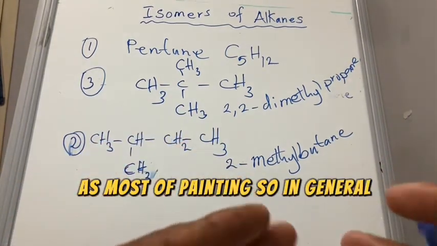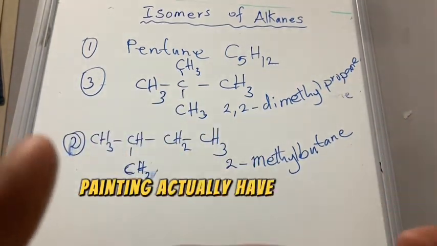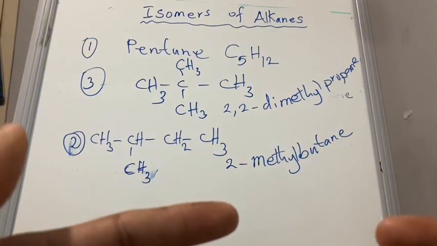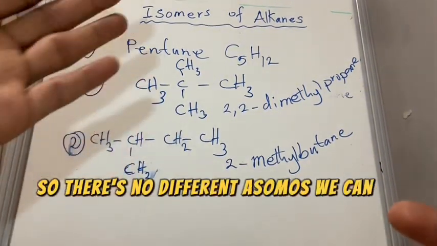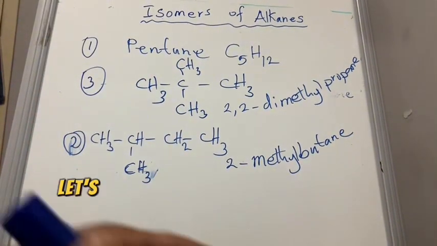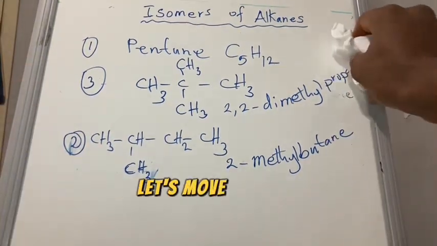So in general, pentane actually has 3 isomers. There are no other isomers we can find other than these. Let's move to our next example: hexane.